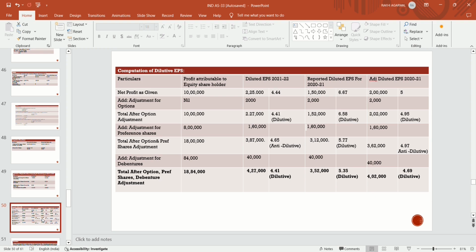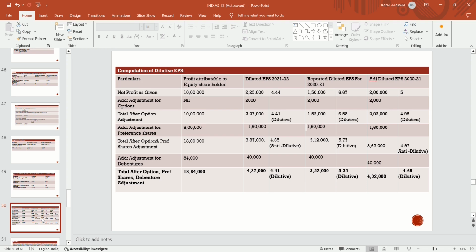Reportable diluted EPS for the financial year 2021: 1,50,000 plus 2,000 plus preference share adjustment 1,60,000, so it becomes 3,12,000. 18 lakh divided by 3,12,000 becomes 5.77. It is in reducing nature from 6.58.